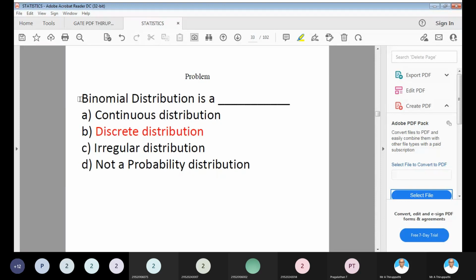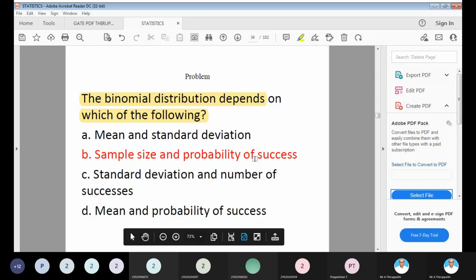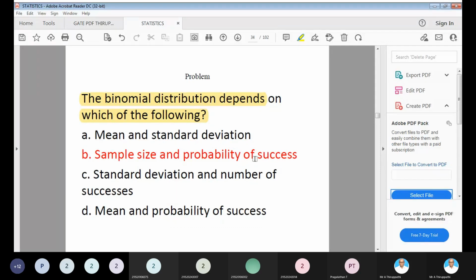What is a binomial distribution? A binomial distribution is a discrete distribution. Next, the binomial distribution depends on which of the following: mean and standard deviation, sample size and probability of success, standard deviation and the number of successes, or mean and the probability. Okay, the binomial distribution depends only on the sample size and the probability of success. Here, P is very close to 0, so n is small. So sample size and the probability of success.